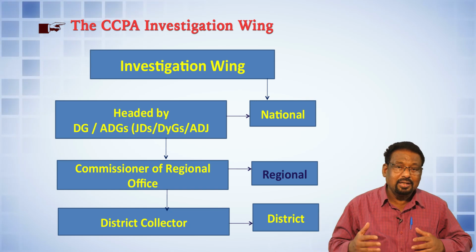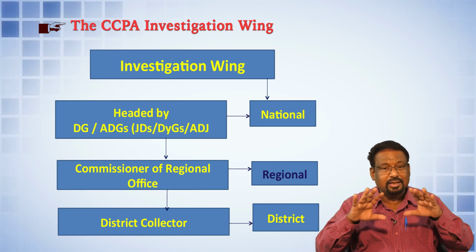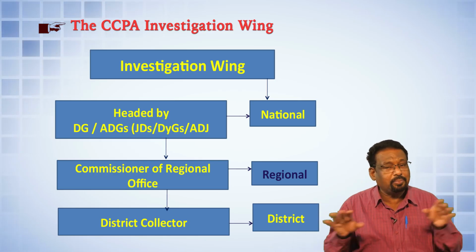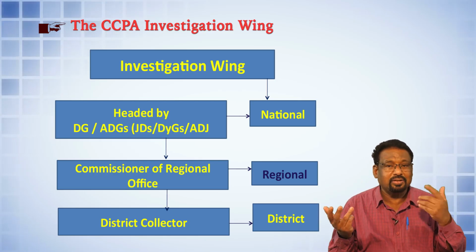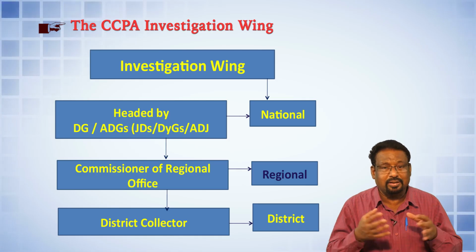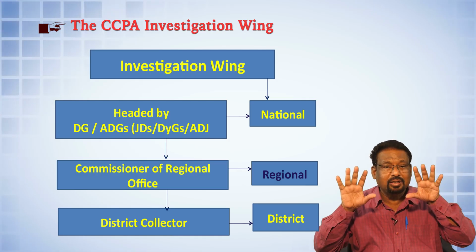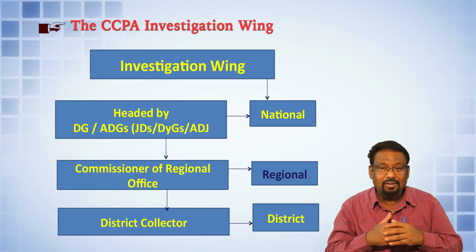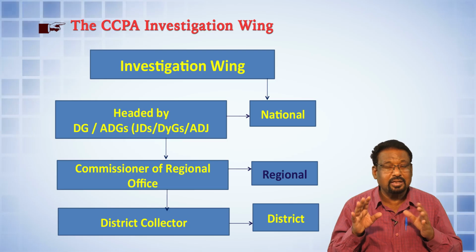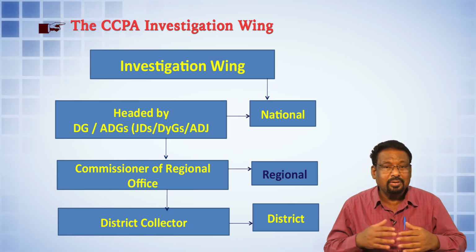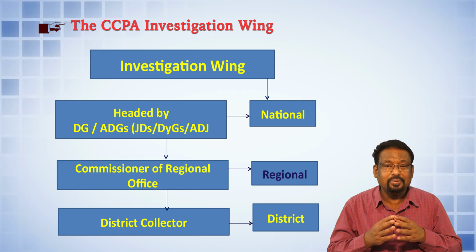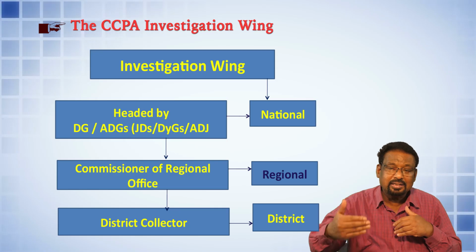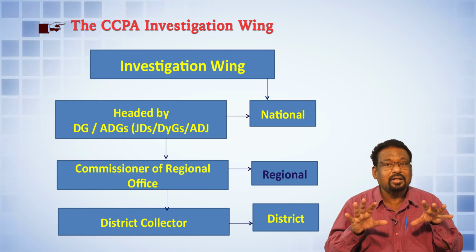Then the second tier is at the regional level. The nation is divided into several regions based on certain criteria, maybe east, south, north, west, north-east, whatever the criteria. The regional officer, commissioner, is created between the district level and the national level, and it is called the regional center. Again, a person at ADG level or Joint Director level will be appointed there. Again, at the district level, the investigation wing is created. There, the district collector is the chairperson of that district wing.